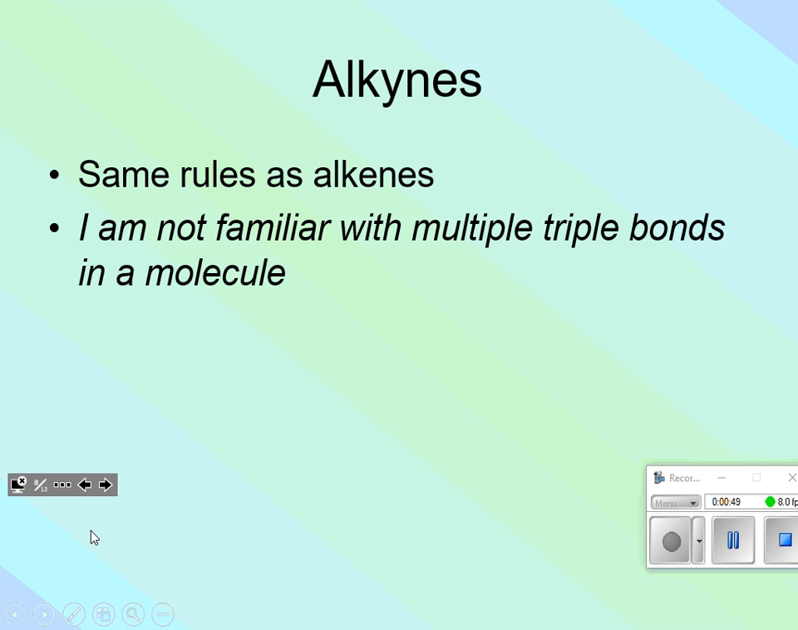I'm not familiar with multiple triple bonds within one molecule. So you remember last time if you had two double bonds, it was a diene. I don't know of anything that has two triple bonds for like a diene, so I wouldn't even worry about that.